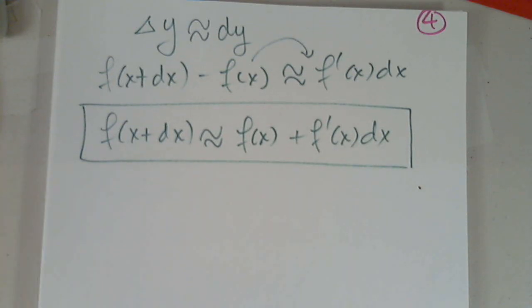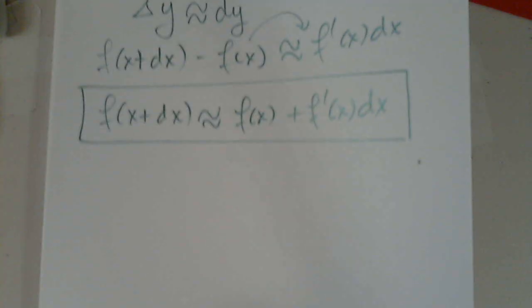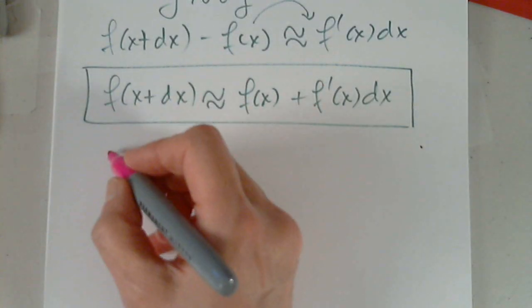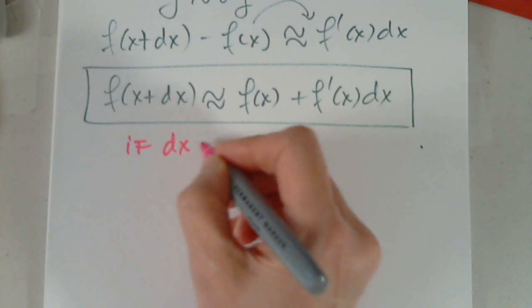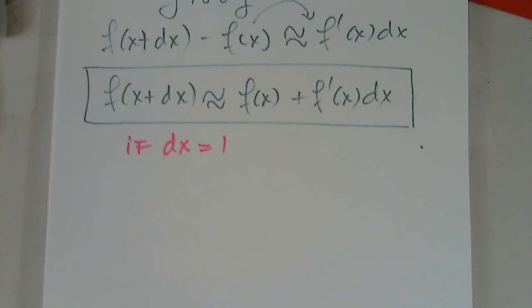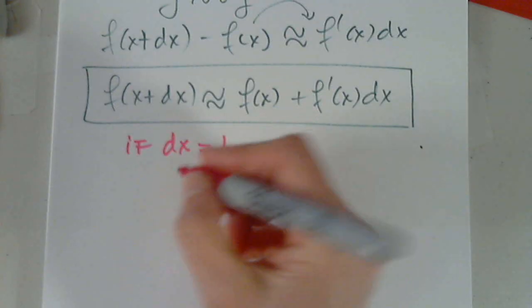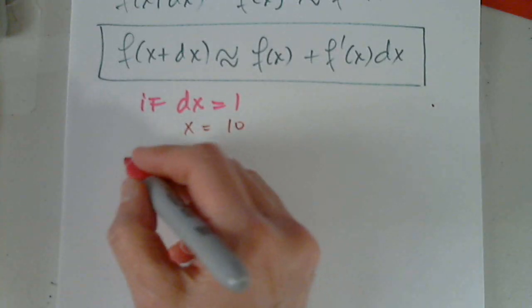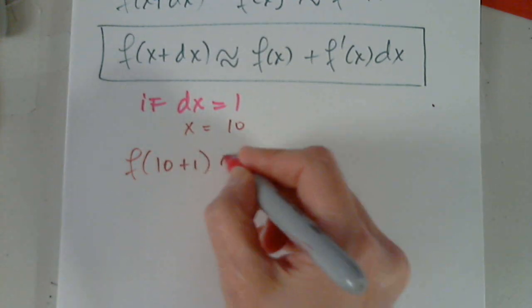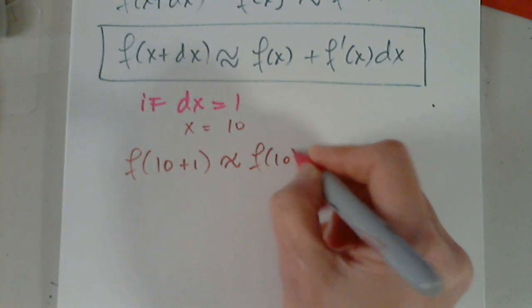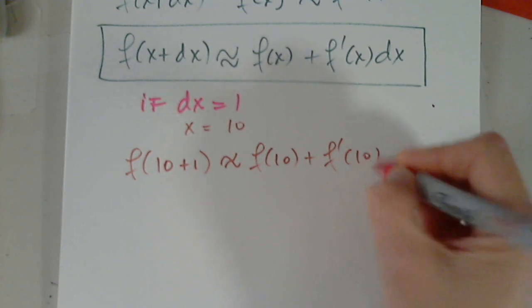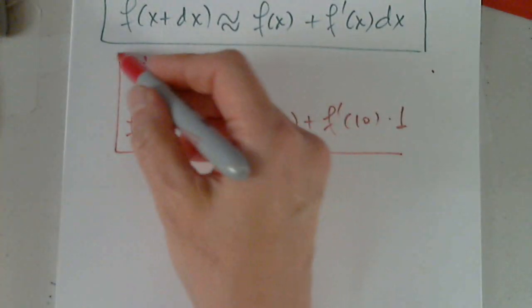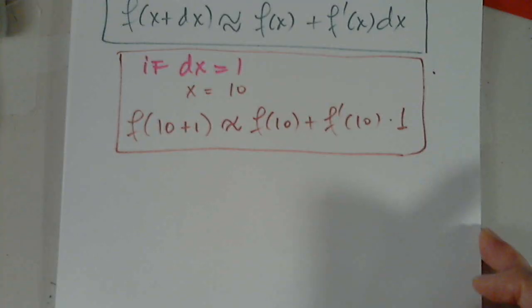So now, if we are looking at any function, if dx is 1, and let's say x is 10, as an example, then f of 10 plus 1 will be approximately f of 10 plus f prime of 10 times 1. So this is an example for you, because we're going to use this in marginals.